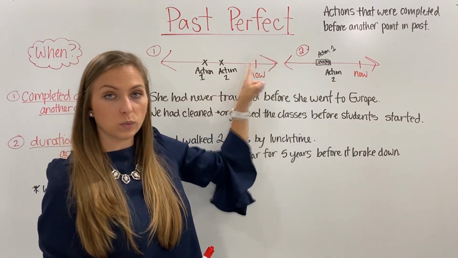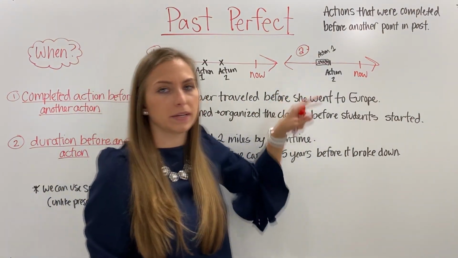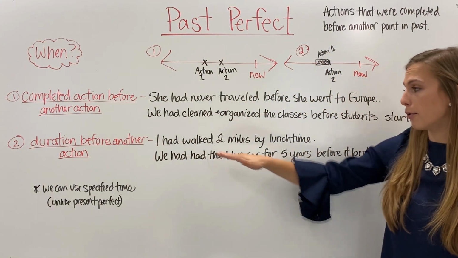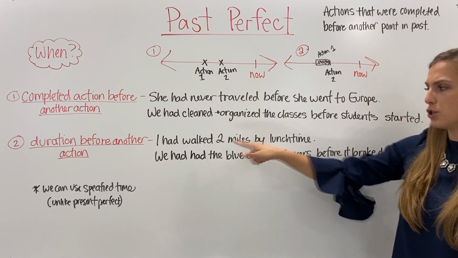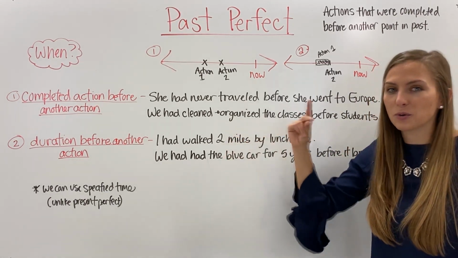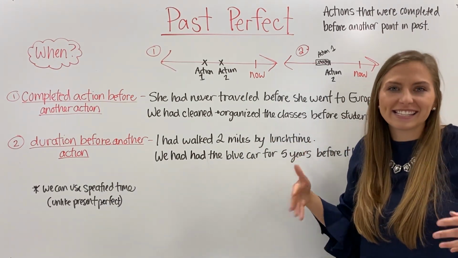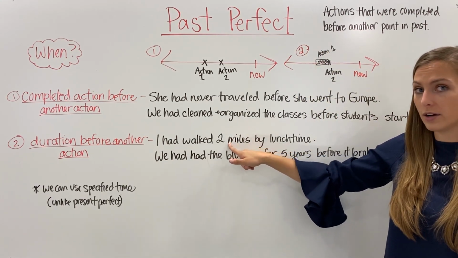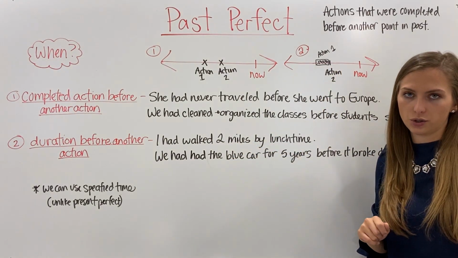There are 2 ways we can use this, but it's very clear how to use it. So let's look at some examples for number 2, the duration before another action. For example, I had walked 2 miles by lunchtime. So walking 2 miles, right? It's not one moment. You don't walk 2 miles over one moment, right? It is a duration. It takes time to walk 2 miles. So this is action 1. I walked 2 miles when? By lunchtime. So lunchtime is action 2.